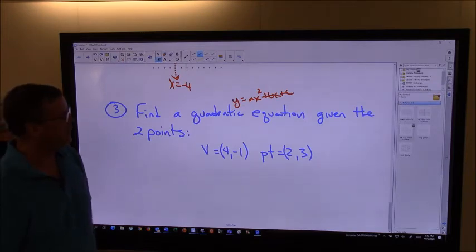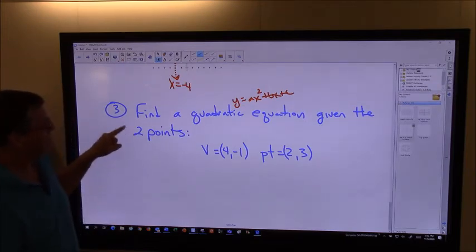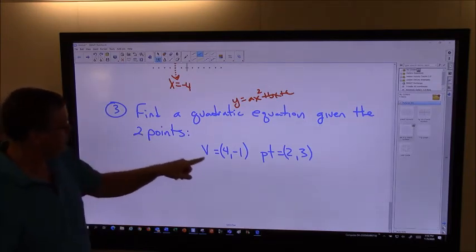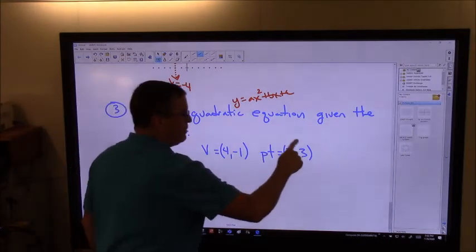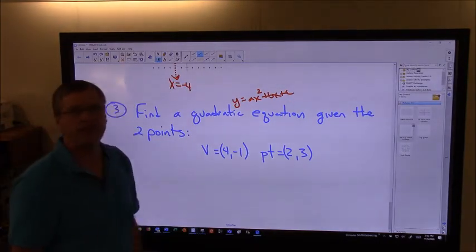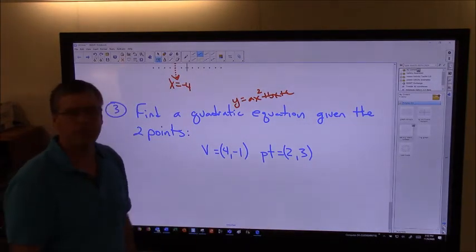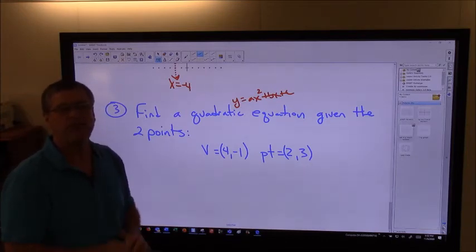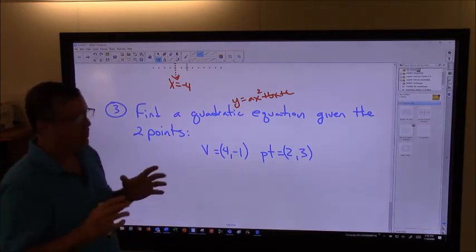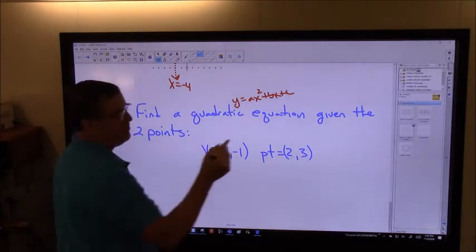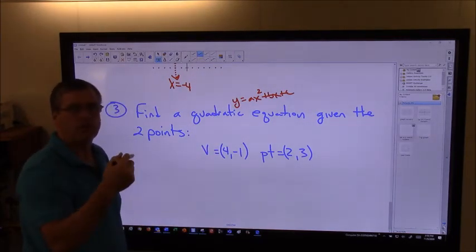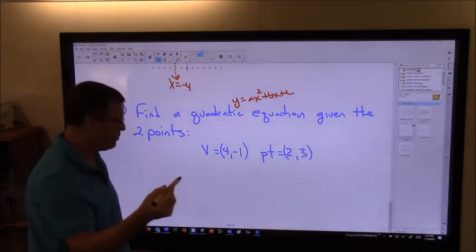All right? So they want us to find a quadratic equation given these 2 points. The vertex is at 4, -1. And there's a point somewhere else on the graph, on the parabola, that's 2, 3. And they want us to find the equation. So here's what I think is the easiest way to do this. I think the easiest thing is to start with our equation in vertex form, or standard.